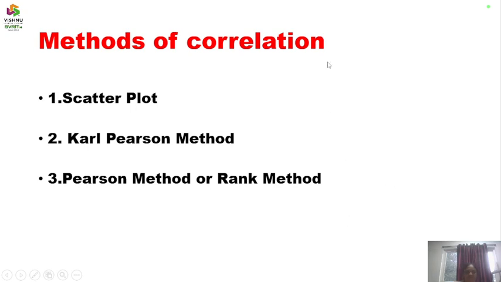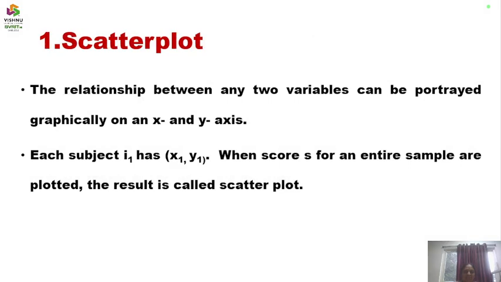So when correlation is there, you are going to see the scatter plot, and then the Karl Pearson method and the Spearman method, or we can say the rank method also. Okay. The scatter plot is a general graph that we see from childhood onwards, but anyway, we can discuss that very lightly here.